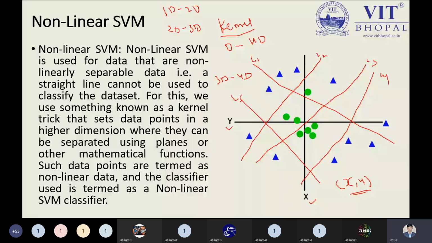Keep in mind that when we have linear SVM classification, it is known as the linear classifier, and we have the non-linear SVM, which is also known as the non-linear SVM classifier. This is the term you need to keep in mind. Now, any doubt on this point? What is the difference between linear SVM and non-linear SVM? Any doubt over here?